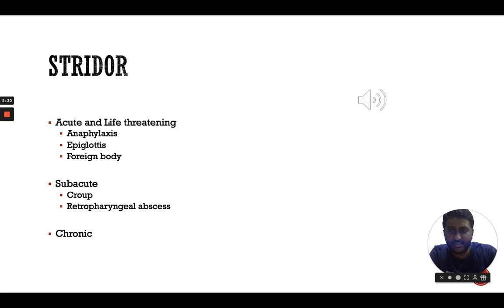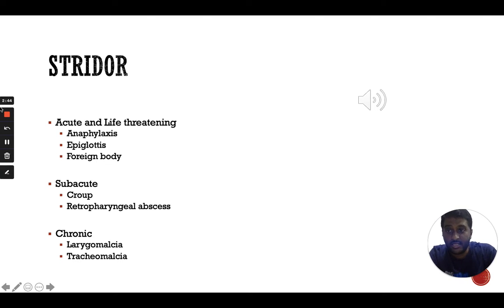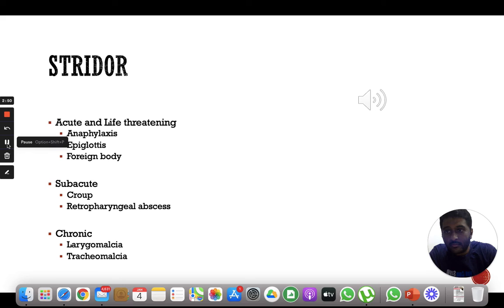Okay, and the chronic causes of stridor are laryngomalacia and tracheomalacia. These patients with a pre-existing chronic condition can present to the ED when the condition is exacerbated by simple URTIs.